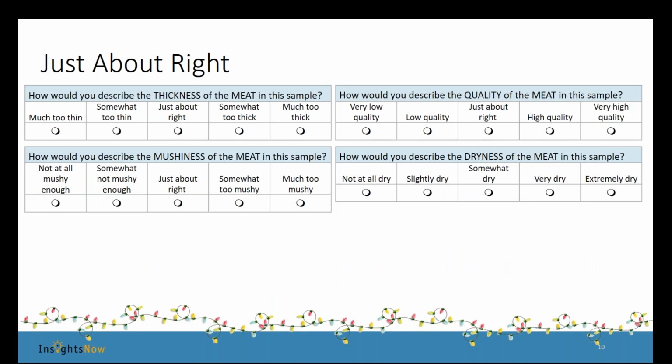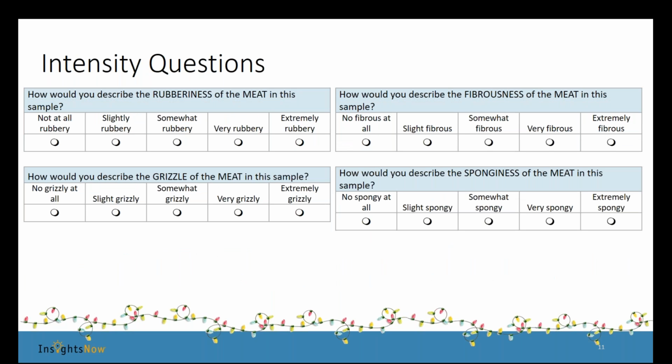Now we're going to add some more because we haven't covered them all. We haven't covered thickness or mushiness or dryness or quality of the meat. We haven't covered the intensity questions either that we're going to be showing here on this slide. Intensity questions aren't JARs, they're just attributes that work better as intensity questions. So for example, not at all rubbery to extremely rubbery, or we talked about that grizzle attribute before. Really interesting to look at all of these and to say, if I add up all the little circles on the last 3 slides, just for the JARs and the intensity, we have 17 possible answers.